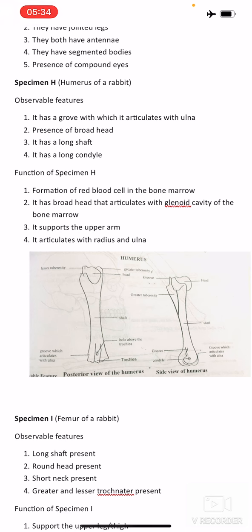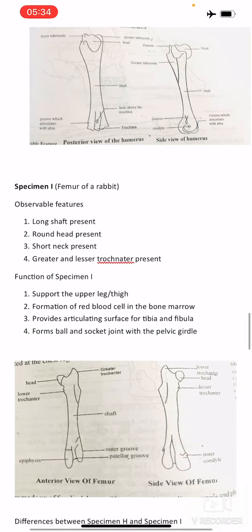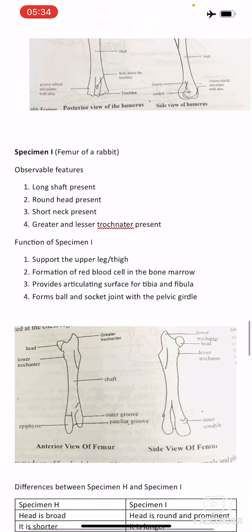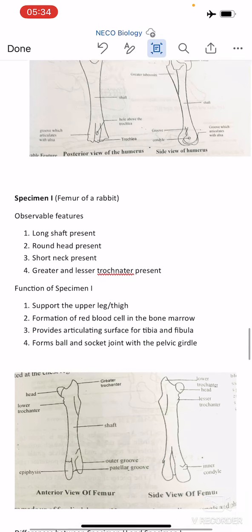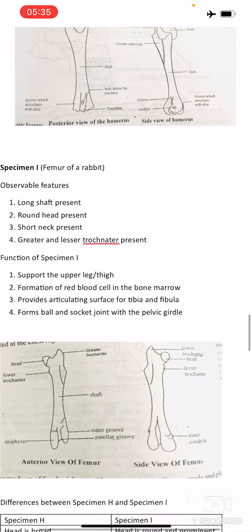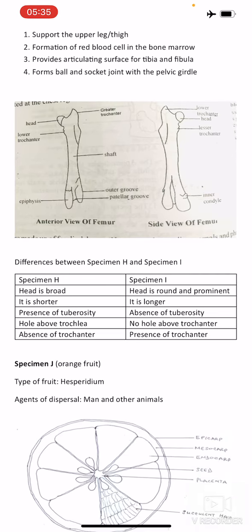And now, specimen I, the femur of a rabbit. Look at the observable features too. The function is there, and the diagram. The diagram that is provided there has the anterior view and the side view, while for this one, it has the posterior view and the side view, depending on what they ask you to draw on that day. And surely, I think that they will ask the difference between specimen H and I.